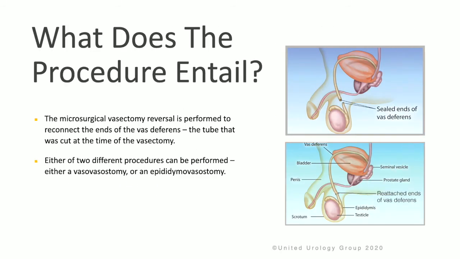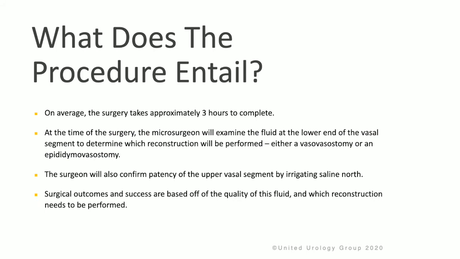The microsurgical vasectomy reversal is performed to reconnect the ends of the cut vas deferens, the tube that was cut at the time of the vasectomy. One of 2 procedures can be performed at this time, either a vasovasostomy or an epididymovasostomy. On average, surgery takes about 3 hours to complete. At the time of surgery, the microsurgeon will examine the fluid from the lower vasal segment to determine which reconstruction will be performed.